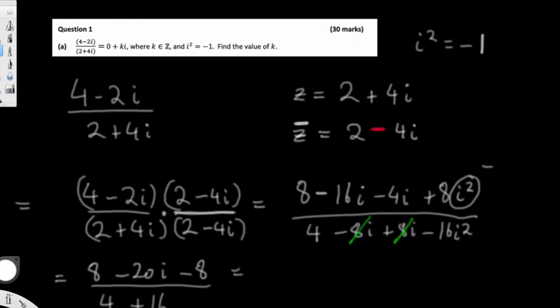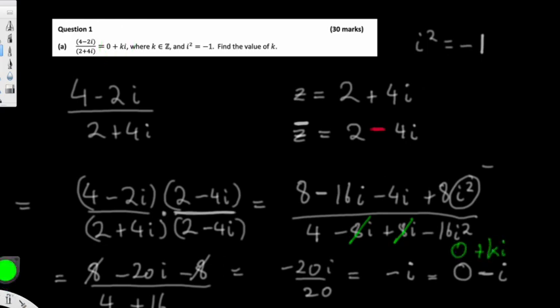And so on the top line, the 8s cancel off, and we have minus 20i over 20. So you see, this is what I mean. Now we are dividing by one thing, instead of initially dividing by two things, and then we can divide that in and we get minus i, which is the same as 0 minus i. Now the original question was up here, was 0 plus ki, so that would mean that k would have to be equal to minus 1.